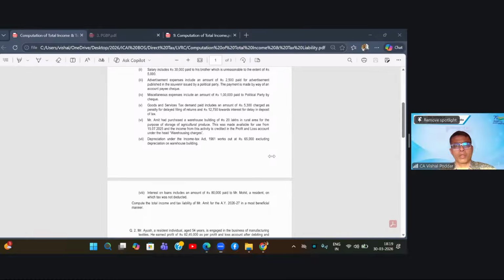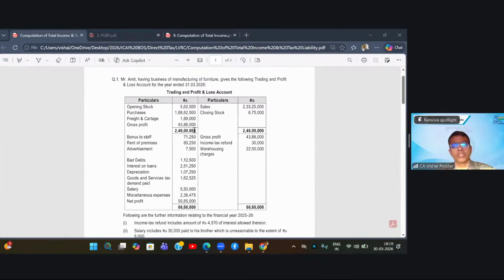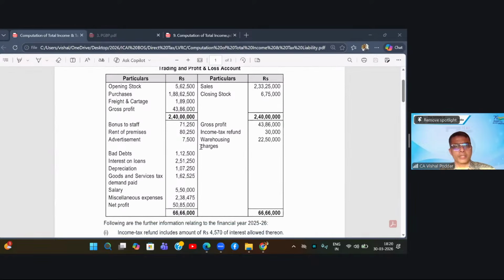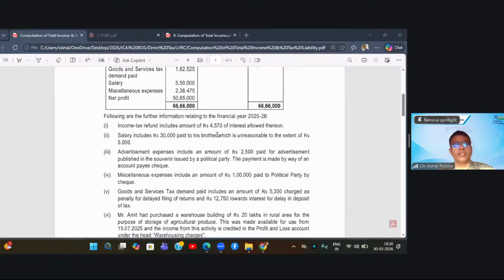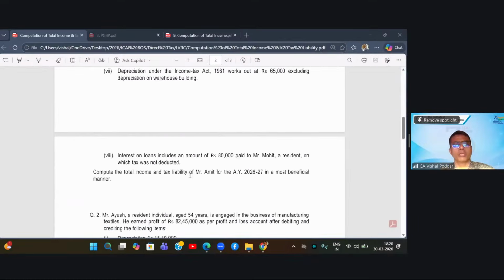Chalo. Now see, if you basically see, the question is a PGBP question. You are given a typical question of PGBP, where you are given a trading P&L account with sales, closing stock on the credit side, then opening stock, purchase, all expenses, then some other expenses on the credit side in the P&L portion, and then some adjustments. Now what you are supposed to do is compute the total income of Mr. Amit in the most beneficial manner.